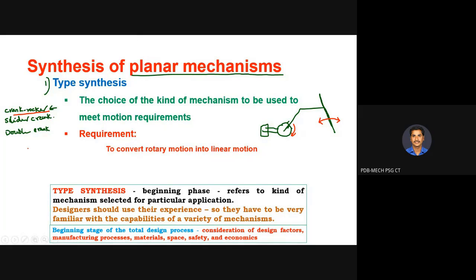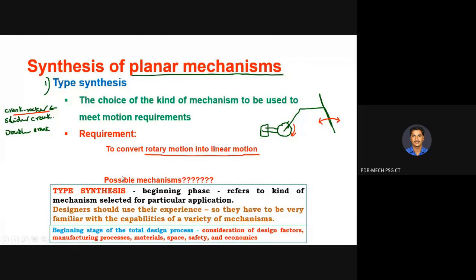So for example, to convert rotary motion into linear motion, which mechanisms are more appropriate? I want to convert rotary motion into linear motion. The input is rotating motion and the output is linear motion. Slider crank mechanism. Any other? Sir, rack and pinion. Rack and pinion, very good.